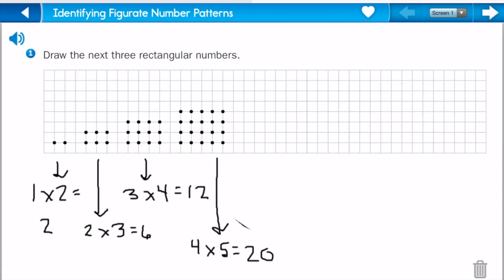Yeah, I'm going to go up 5 dots. 1, 2, 3, 4, 5. And then I'm going to go over 6. 1, 2, 3, 4, 5, 6. And I'm going to multiply those. So I'm just going to fill the dots in now. 5 times 6. And I know that equals 30.